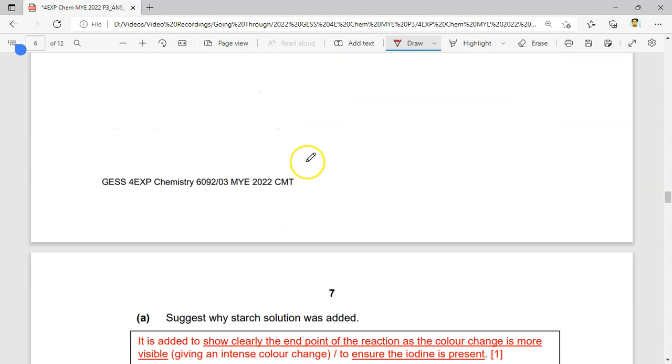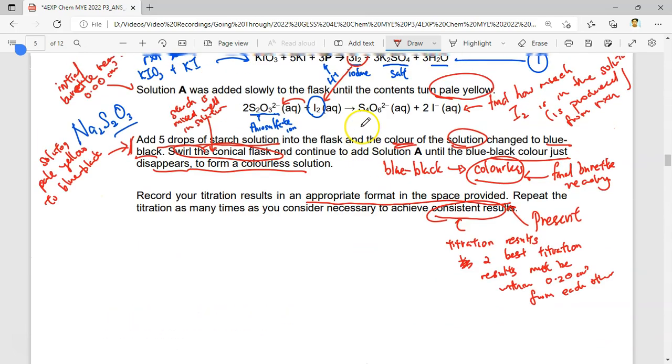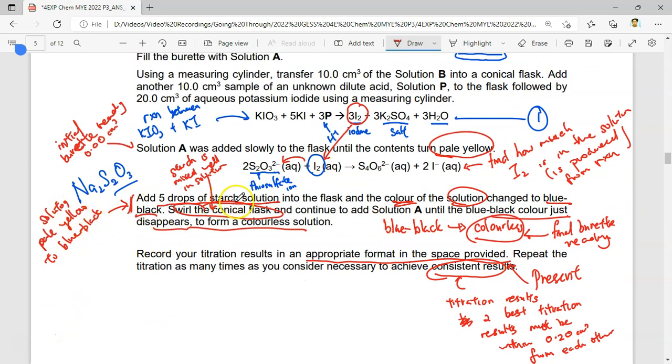And now is the theory part. Suggest why starch solution was added. So look back at the whole thing here. When you add starch, what's happening before and what happens after? Starch causes the solution to turn from pale yellow to blue-black. Pale yellow, blue-black. But is it the endpoint of my titration yet? Not yet. In actual fact, when you think through it, when I initially started off, it wasn't pale yellow. It was a yellow solution. Then slowly as I added thiosulfate, it turned from yellow solution to pale yellow.